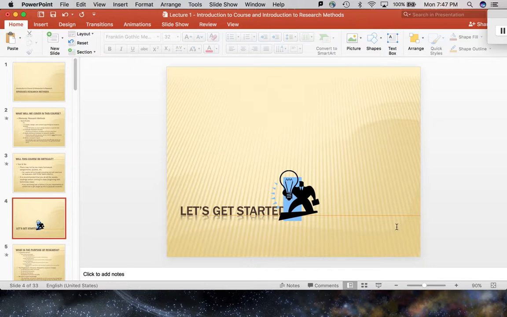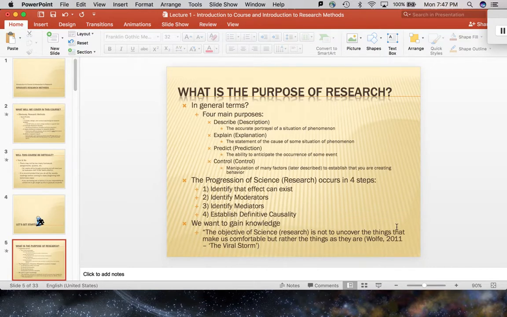Okay, so where is it that we're really going to get started? We're going to get started with talking about the purpose of research. What is the major purpose of research? If you look at different theories or different ideas related to the purpose of research, research serves four purposes. Number one, it's really used to describe. What does this aspect of description mean? The idea that we accurately portray the situation of the phenomenon.